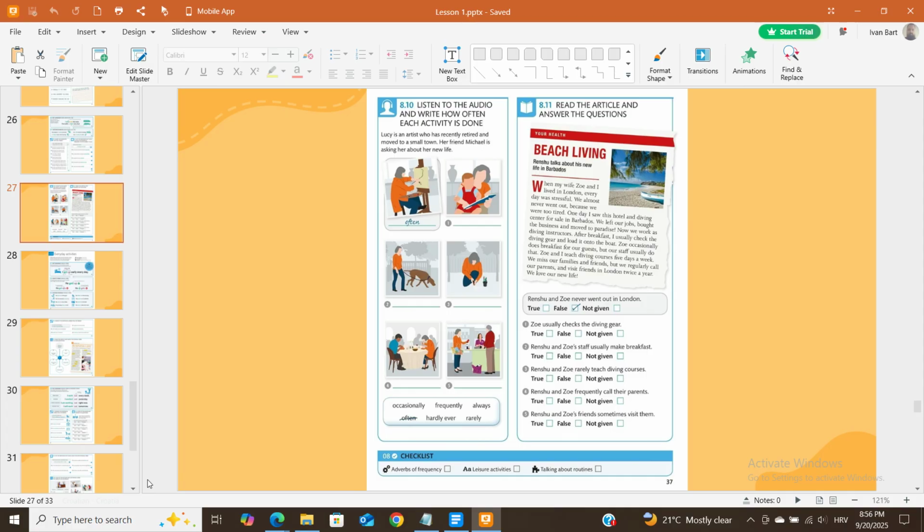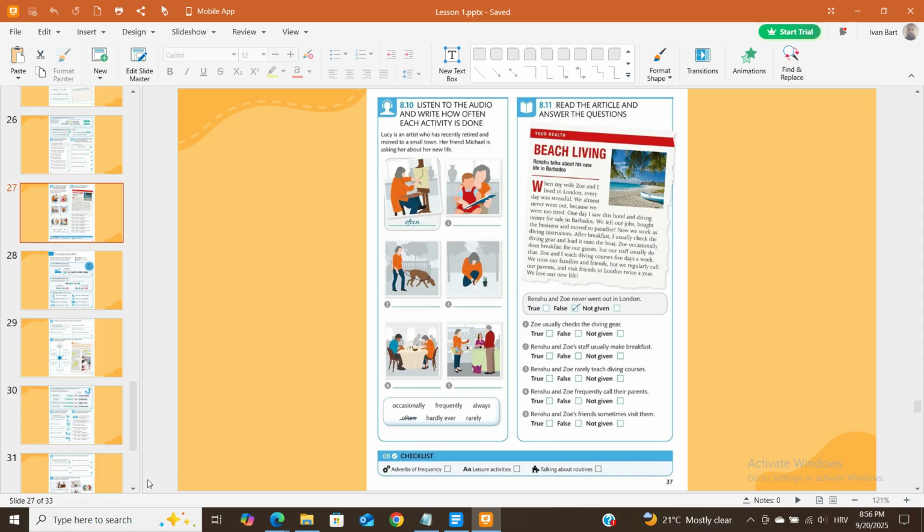8.11 Read the article and answer the questions. Your health. Beach living. Renshu talks about his new life in Barbados. When my wife Zoe and I lived in London, every day was stressful. We almost never went out because we were too tired. One day I saw this hotel and diving center for sale in Barbados. We left our jobs, bought the business and moved to paradise.